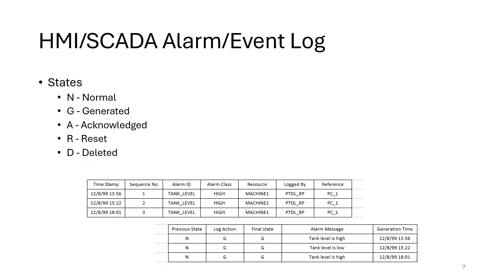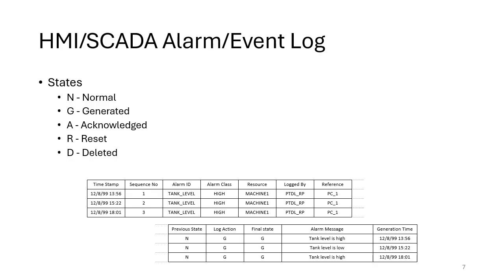There might be additional references. Again, that could be the computer name or some other reference. And then with alarms, again, for 21 CFR 11 compliance, but also for reporting ease of use, you might want to log what was the previous state? Was it normal before and has it moved to generated? Or was it generated before and now it's been acknowledged? For acknowledgement, that's another area where you might log who was the user who acknowledged the alarm. Was it reset or deleted or both? So in this case, we've also got columns to record what was the previous state, what is the log action we took, and what is the final state after the log action.